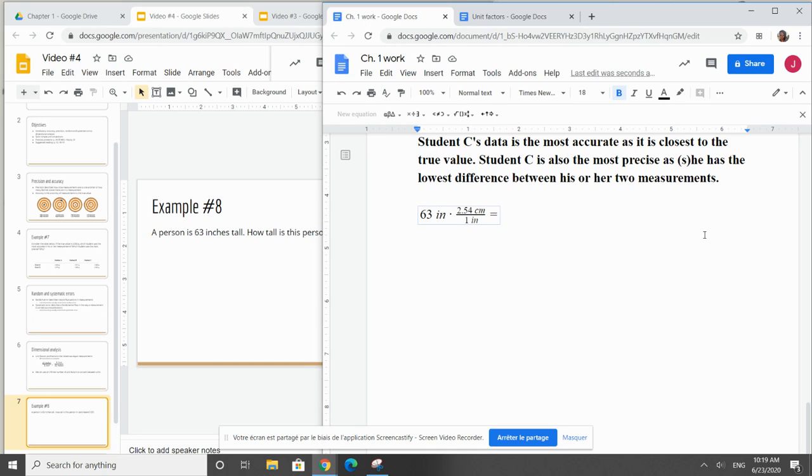You put this into your calculator, and then because 63 inches has 2 significant figures, I need my final answer to also have 2 significant figures. So I make this 160 centimeters. So a person who is about 5'3" is 160 centimeters.